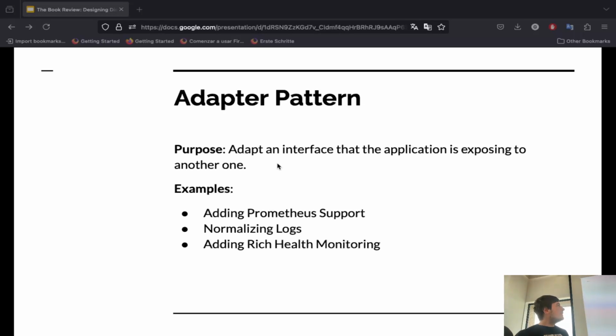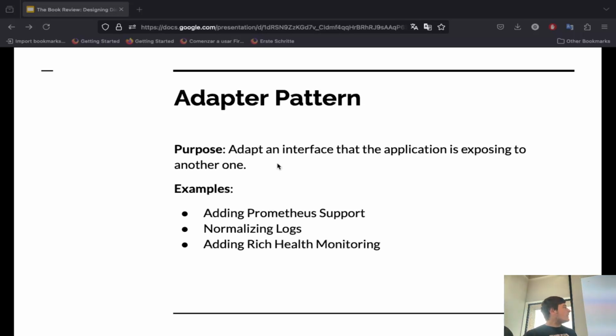So then the next pattern is the adapter pattern, and this is to adapt one interface to another. One way to think about it would be to add Prometheus support to an existing application. I think the book mentions something about this, although I'm not sure if that's still the case, that we have Redis, for example. Looks like this guy loves Redis, and Redis doesn't offer support for Prometheus. It offers support for something else. So we could deploy an adapter that translates one API, the internal API, to the Prometheus API.